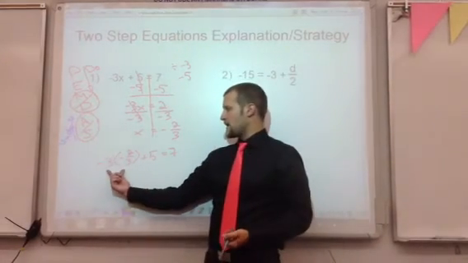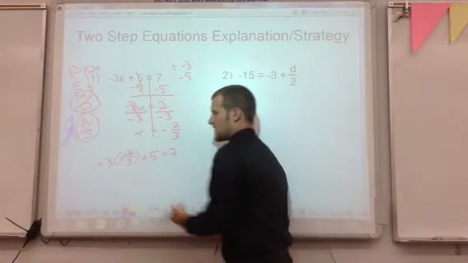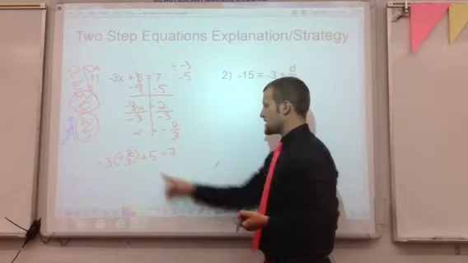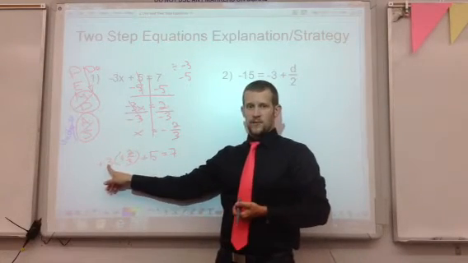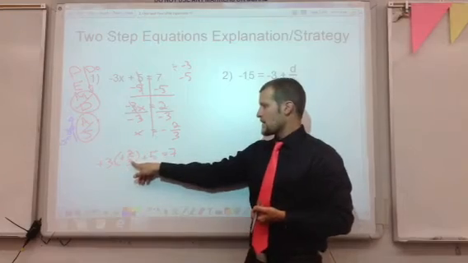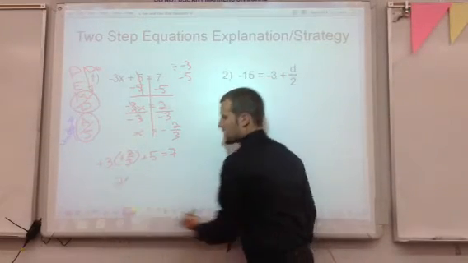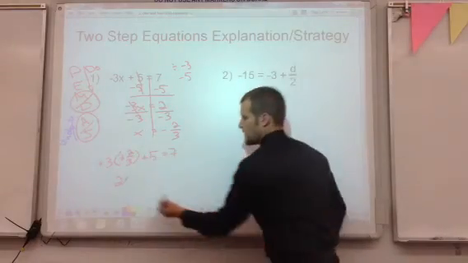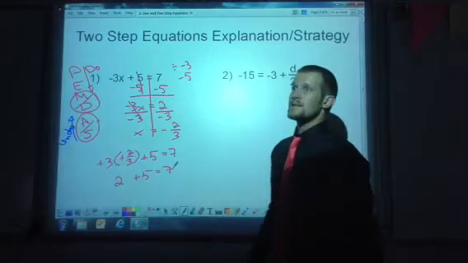Think about what's happening here. Well, I have a negative times a negative, which I know will cancel and give me a positive. Then, I'm going to take 2, and I'm going to divide it by 3, and then I'm going to multiply it by 3. Well, if I divide something by 3, and then multiply by 3, it just gets me back to where I started, which was 2. Plus 5 equals 7.